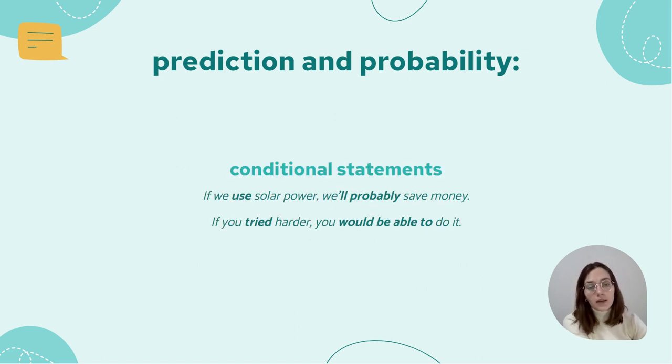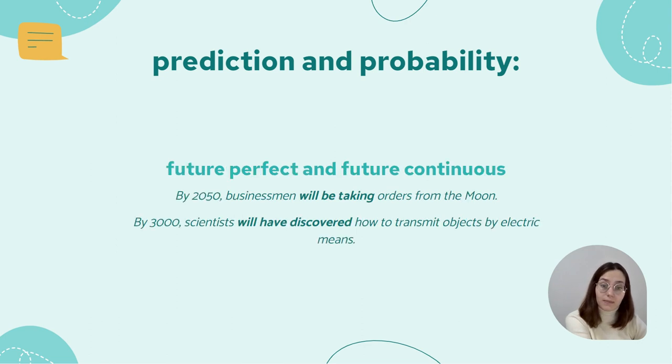We also can count on conditional statements in which one situation depends on another. If we use solar power, we'll probably save money. If you tried harder, you would be able to do it. The first one conveys more certainty, the second one is more hypothetical, but both equally useful depending on the context.